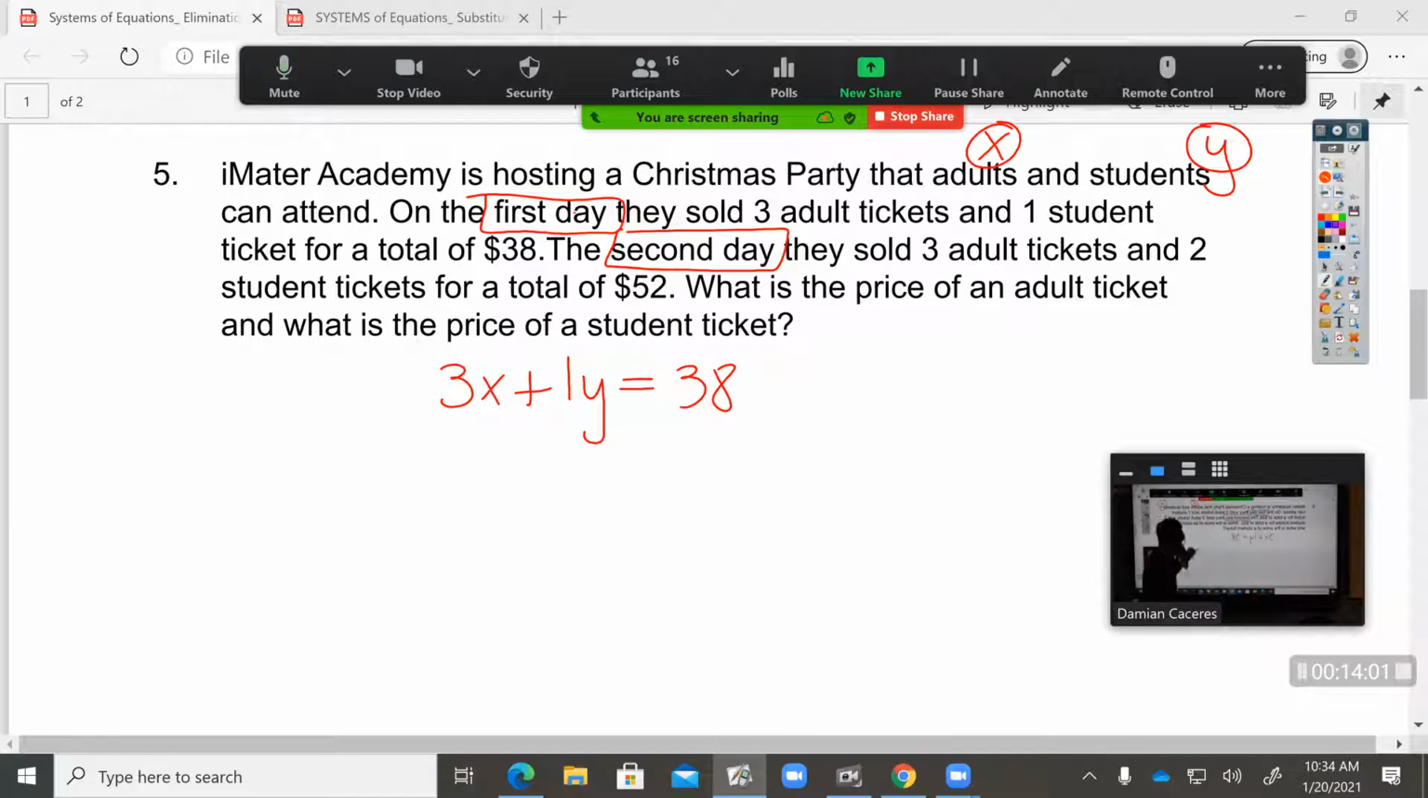Now, for the second day, they sold 3 adult tickets and 2 student tickets, and $52 was made. So now, before I show you how to solve this, or remind you how to solve this and get the value for x and y, I want you to use your common sense. Look at day 1 and look at day 2. What's the only difference in sales between day 1 and day 2?